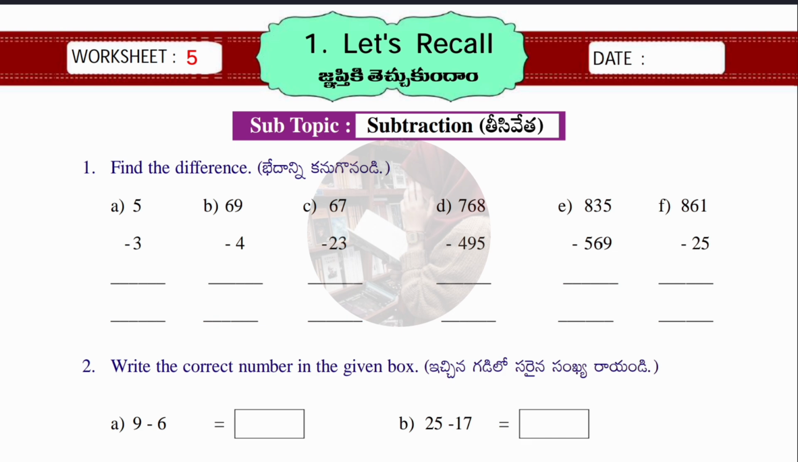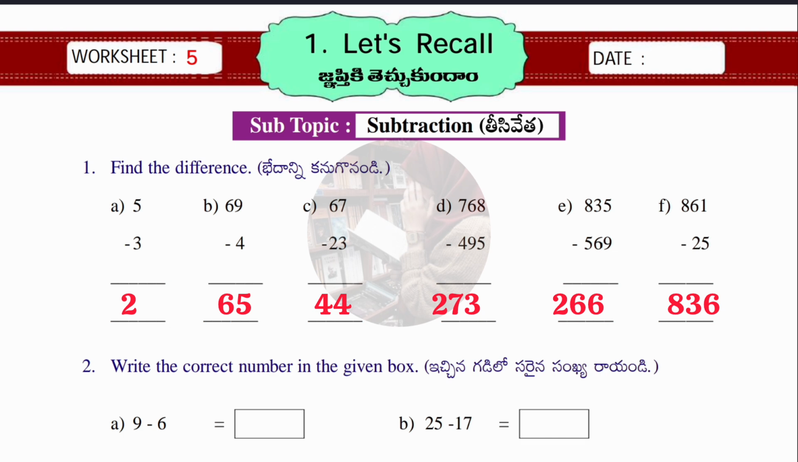So first, 5 minus 3 is 2. Then 69 minus 4 is 65. Then 67 minus 23 is 44. Next, 768 minus 495 is equal to 270. Next, the fifth one is 835 minus 569, which is equal to 266. Next, the sixth one is 861 minus 25, which is equal to 836.